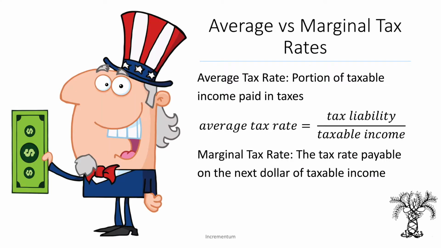taxable income. The marginal tax rate, on the other hand, is the tax rate payable on the next dollar of taxable income. So if you were to make one more dollar of taxable income, what would that extra dollar be taxed at, regardless of your tax rates on any other dollars that you've already made?